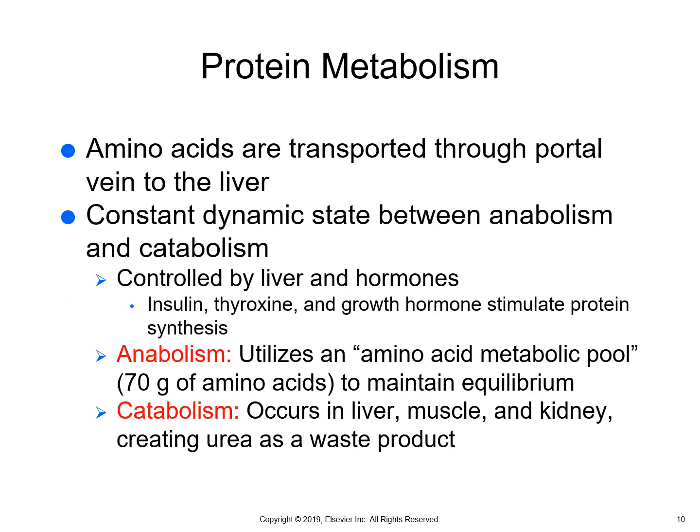Okay, so then protein metabolism. That's where the amino acids are transported again through the portal vein to the liver. There's a constant dynamic state between building and breaking down, or anabolism and catabolism. These are controlled by the liver and hormones such as insulin and thyroxine. Growth hormone also stimulates protein synthesis. So our body is in a constant state of trying to maintain homeostasis with the protein levels, catabolism and anabolism.